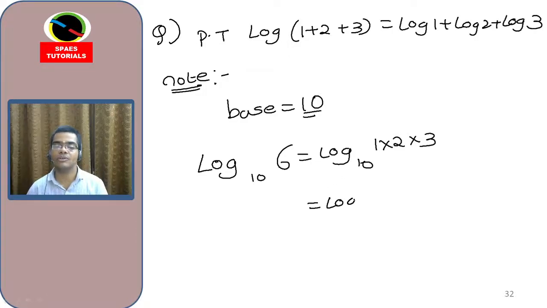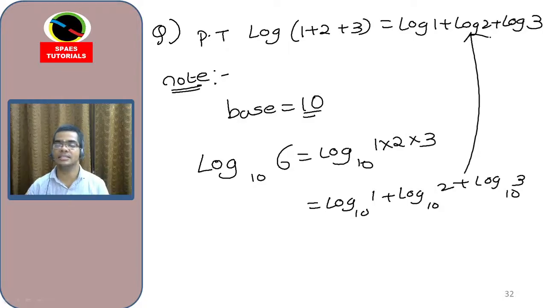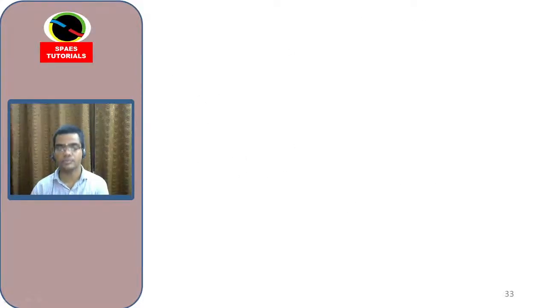Now we have the answer for this. Log 1 base 10 plus log 2 base 10 plus log 3 base 10. That is what is given on the RHS side. Yeah, I think this should be very much clear. If any doubt, you can ask personally. Yes, next question.